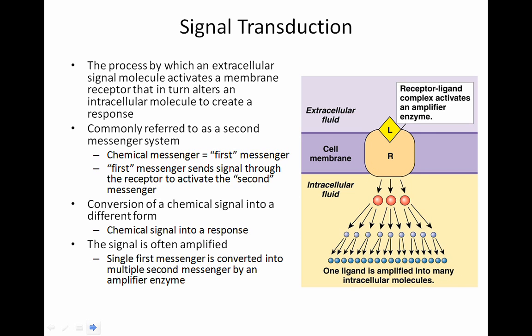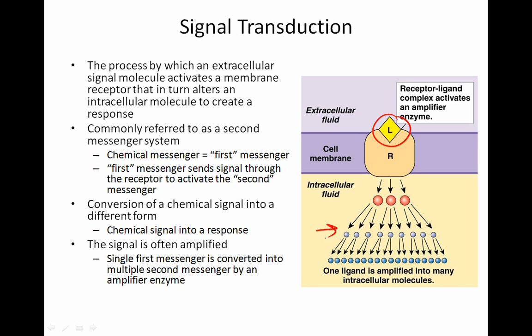We often refer to signal transduction as second messenger systems. The first message in a second messenger system is the initial chemical messenger. In other words, it is the hydrophilic molecule that has been released and is binding to the receptor. The second message is a molecule downstream that activates what is called the effector. It's not necessarily the next molecule in line, it may be down a little bit further, and we're going to see that in just a moment. So what we're doing is taking a chemical signal and converting it into a response.